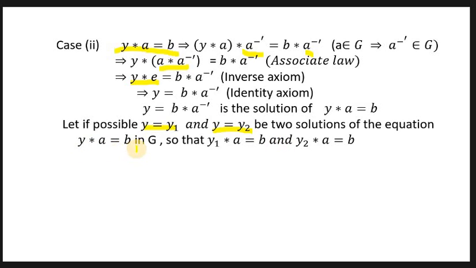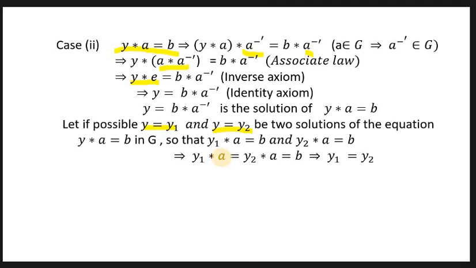y star A is equal to b in G, so y1 star A is equal to b, because y is equal to y1 we have taken, and y2 star A is equal to b. We got two equations. Both of them are equal to b. So when the RHS are equal, the LHS are also equal. So y1 star A is equal to y2 star A.